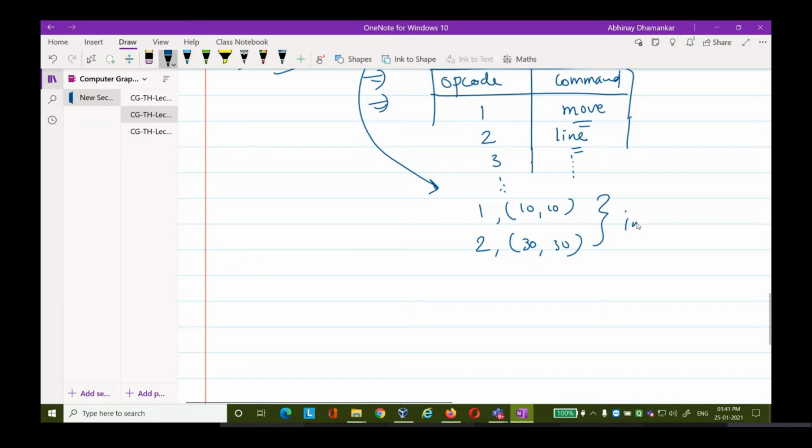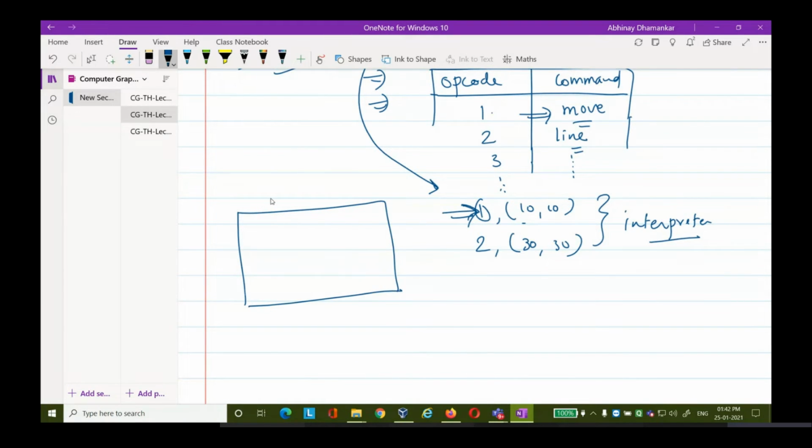So how does the interpreter interpret it? Suppose the interpreter is at this line 1, it will refer to this table for the corresponding move. I have to move to 10, 10. Let's say this is the monitor, and for the time being assume that we have to move here, 10, 10. Let's say P1, point 1, P1, 10, 10. So first your electron beam is aligned over here, move command.